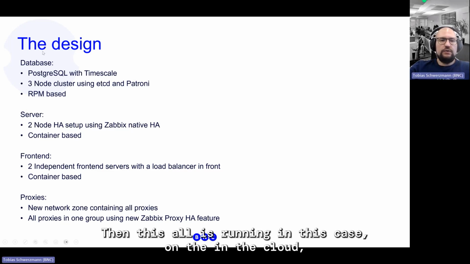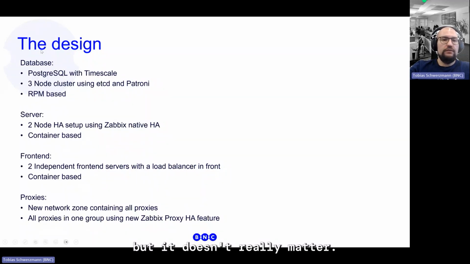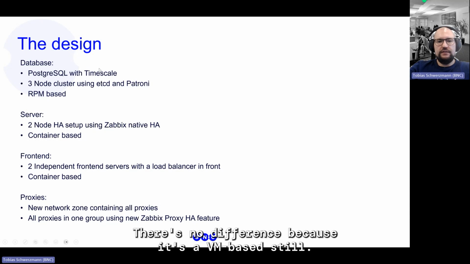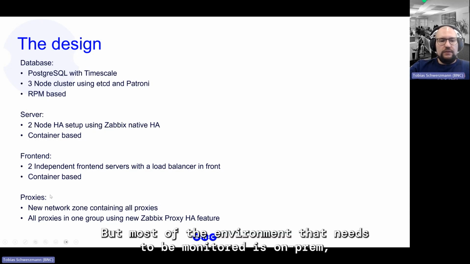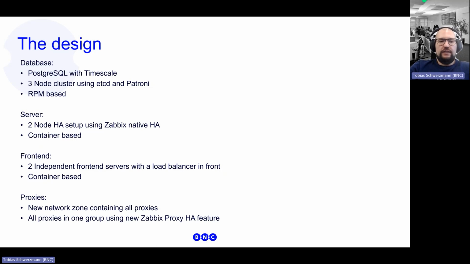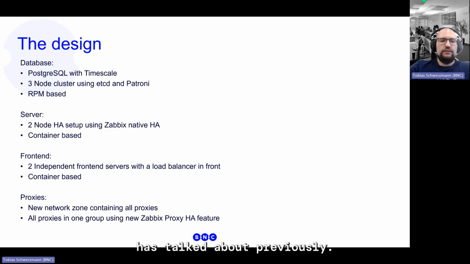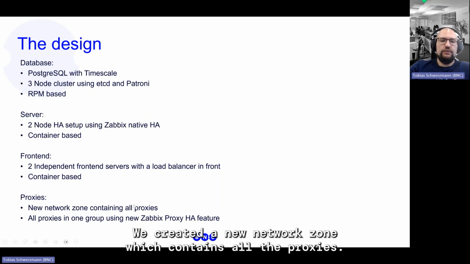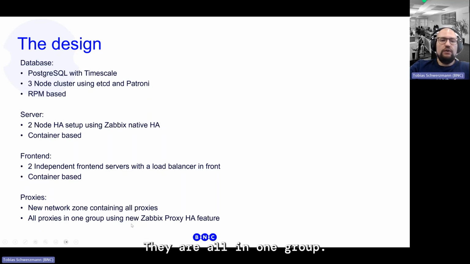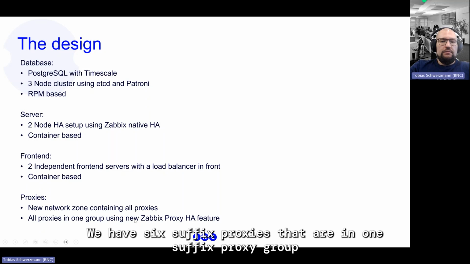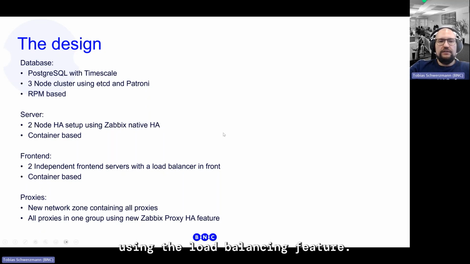And then this all is running, in this case, in the cloud, but it doesn't really matter. There's no difference because it's VM-based still. But most of the environment that needs to be monitored is on-prem, so we need proxies for that. So we are going to use the new proxy high availability setting that Edgar talked about previously. So we created a new network zone, which contains all the proxies. They are all in one group. So we have 6 Zabbix proxies that are in one Zabbix proxy group using the load balancing feature.